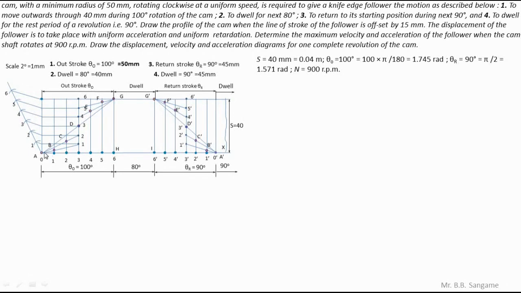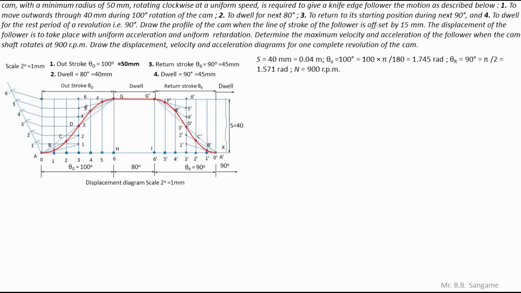Let us draw the curve, a smooth curve which is joining these points A, B, C, D, E, F, G, and similarly G dash, F dash, E dash, D dash, C dash, B dash, and A dash. So let us join. So this is the curve for the outstroke. For the dwell period, the curve will be horizontal, and this is the curve for the return stroke. So this is the displacement diagram. Okay.